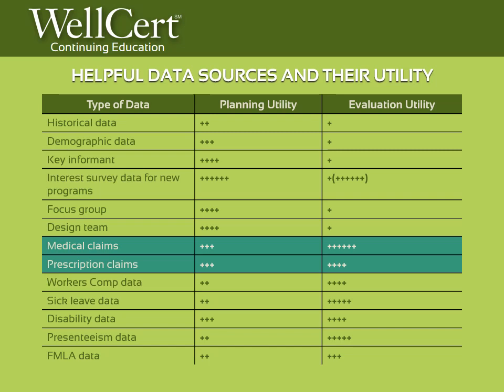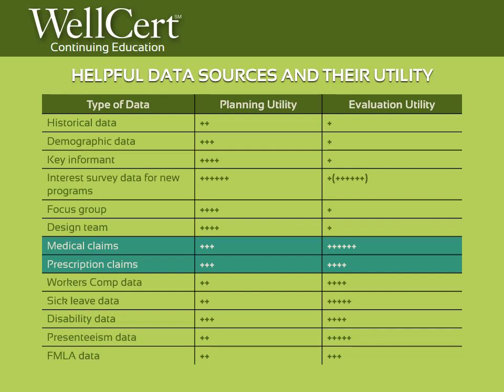They include historical data, demographic data, key informant data, interest survey data for new programs, focus group use, design team use. And you can see the rough parallel of the amount of utility. The more pluses that are listed under planning and evaluation utility, the more that those particular types of data can be used for either planning purposes or evaluation purposes. Most of the time, our claims analysis is going to accomplish both of those two things. It's going to give us information to help us plan the wellness program, and it's going to give information to help us evaluate those programs.